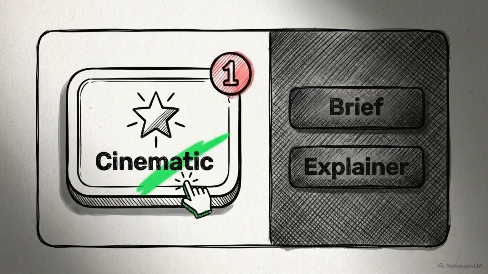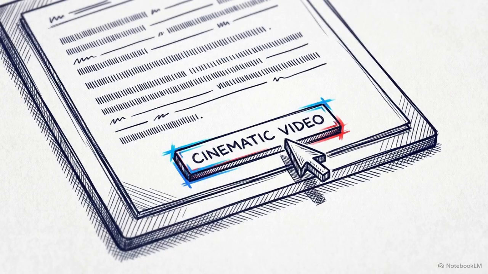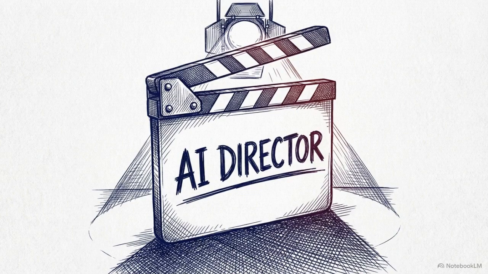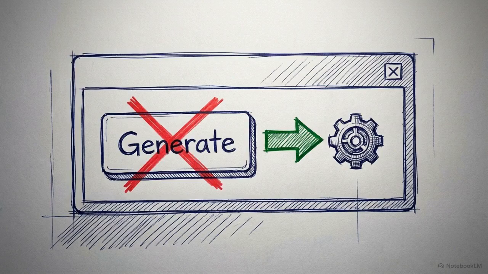Explicitly choose Cinematic. Brief and explainer options provide structured summaries, but only Cinematic produces fully animated, immersive visuals. Clicking Cinematic elevates the AI from a simple text summarizer into an active visual director that makes editorial decisions about pacing and imagery. Do not hit Generate yet.